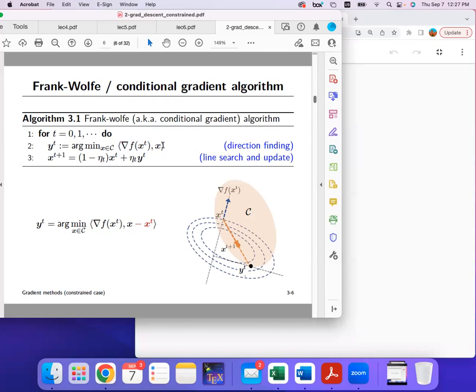Okay, suppose we can do that and find the minimizer yt. The next step is a convex combination between xt and yt. So the key is to solve the second step. And last time we showed that the second step can be understood as finding the update direction within the constraint set that is negatively correlated with the gradient.